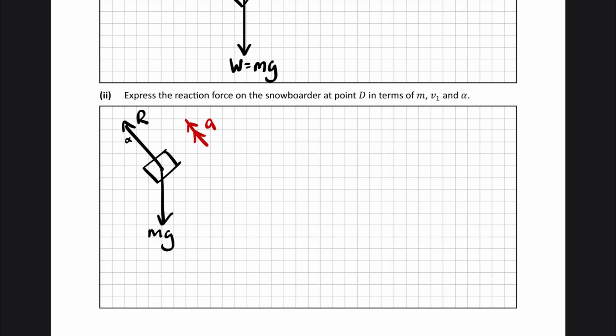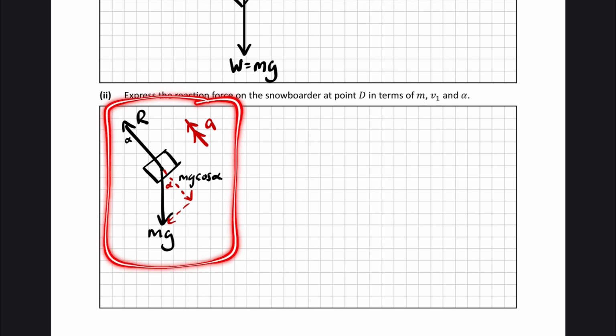So in that case, what I'm going to do is draw this arrow down, and I'm going to say if this is alpha, this too is alpha. I'm going to draw this perpendicular to the direction. There we go. And in order to say that this is still moving in circular centripetal motion, the R value must be greater than this guy. So if this is mg, then this would be mg cosine alpha. And probably the most important part of this is taking the time to draw that and really get your understanding.